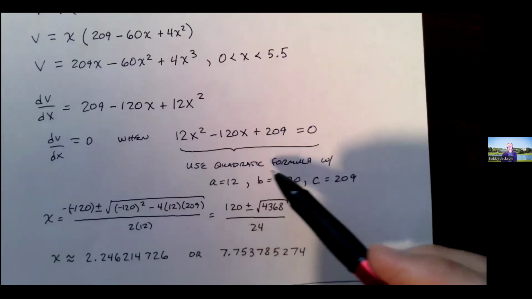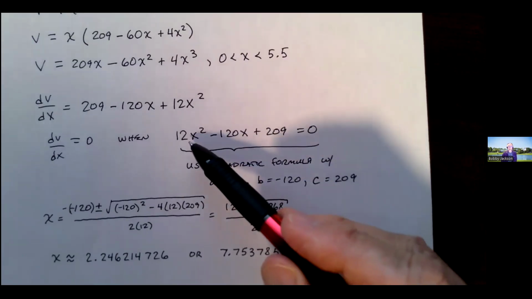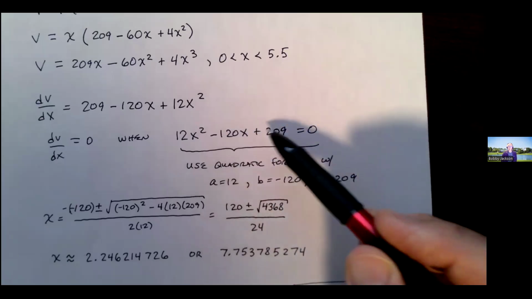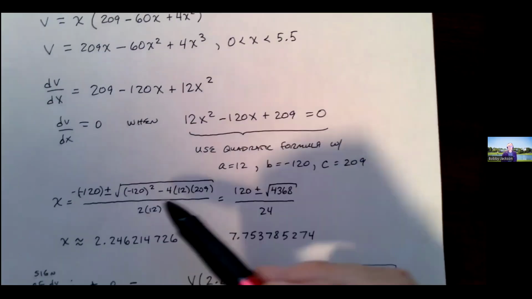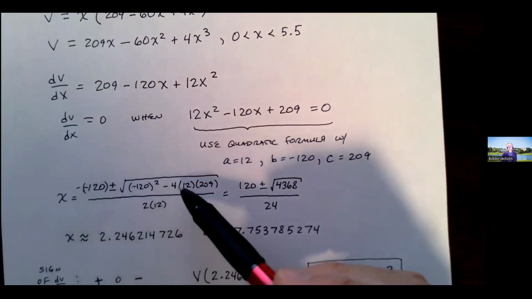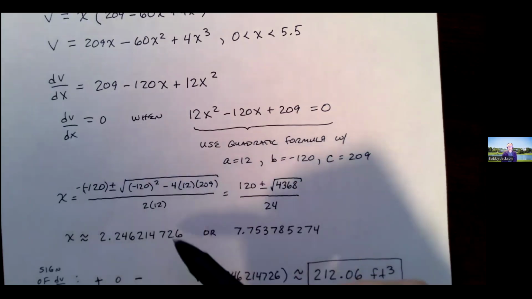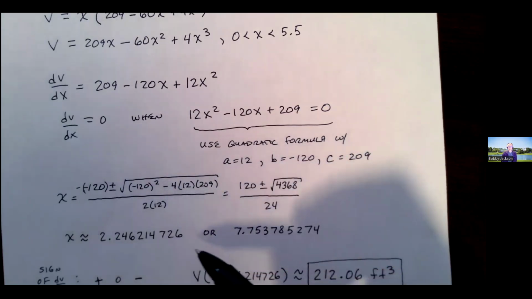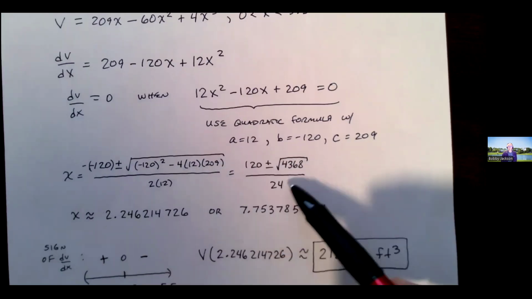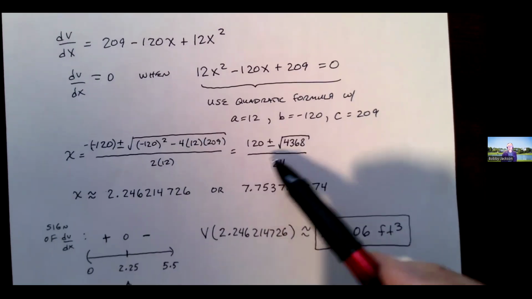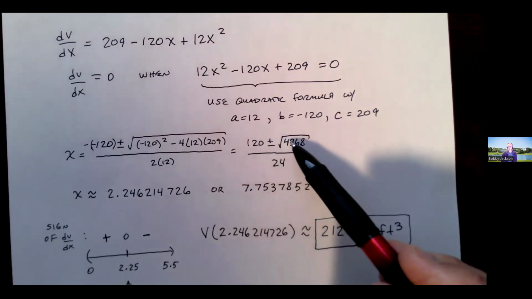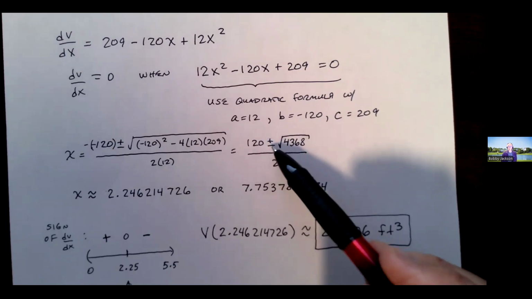I'm going to go ahead and use the quadratic formula. Notice the value of A is 12, the value of B is negative 20, and the value of C is 209. So I just plug that in. Remember, X is negative B plus or minus the square root of B squared minus 4AC, divided by 2A. So just evaluating those, of course, we get down to this. And then using the calculator, you'll get 2 values, 120 plus this square root divided by 24, and 120 minus.